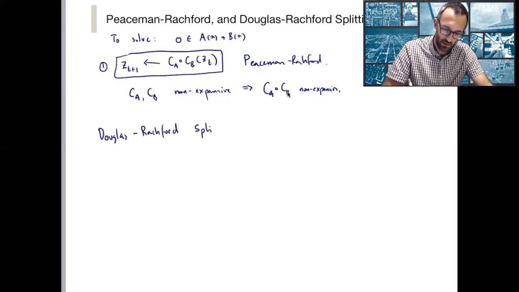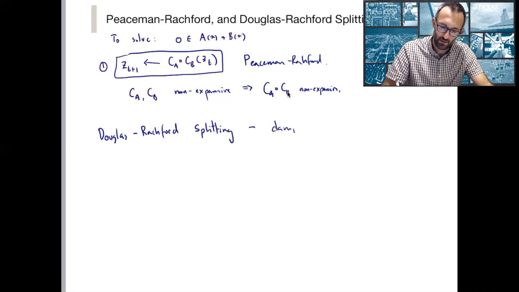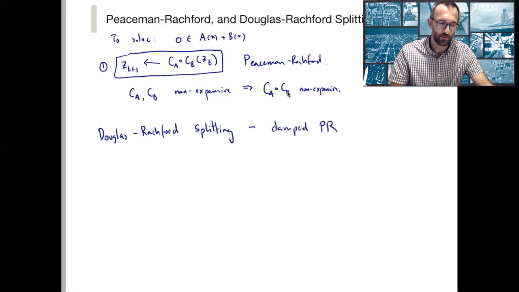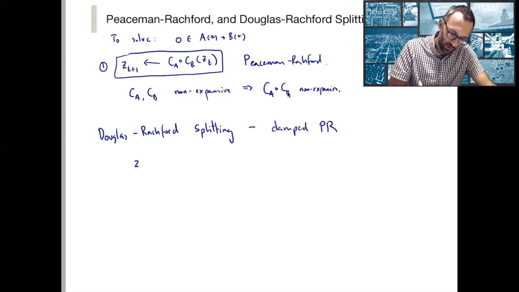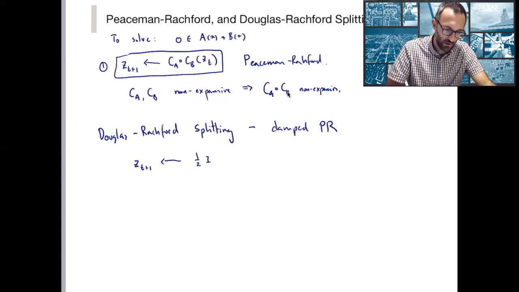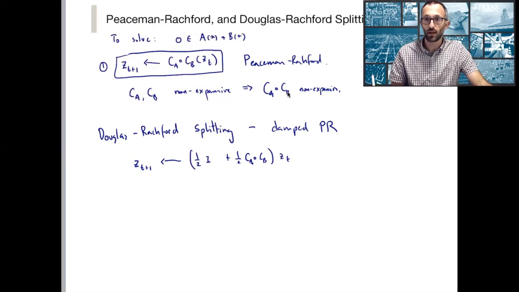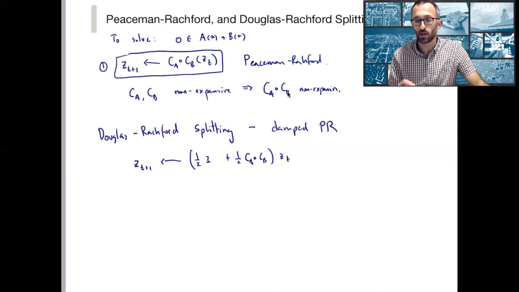Sometimes called Douglas-Rachford splitting. It's really just damped Peaceman-Rachford algorithm. So we use z_{t+1} is 1/2 the identity plus 1/2 CA composed with CB, evaluated at z_t. So in particular, since CA and CB are non-expansive, the composition is non-expansive, and not only is it alpha averaged, it's 1/2 averaged, which is also known as firmly non-expansive.